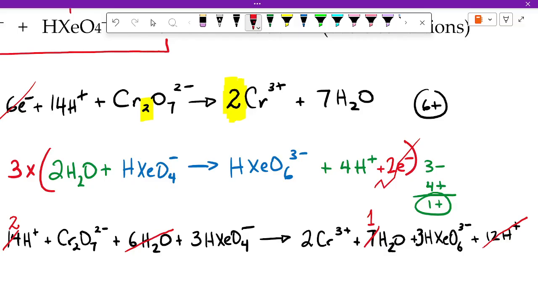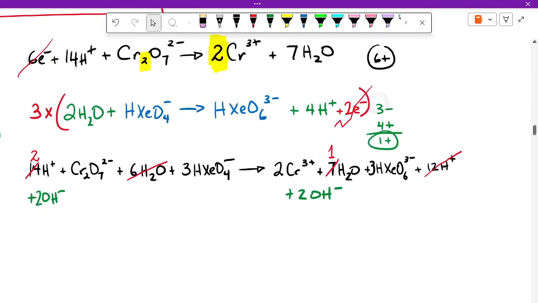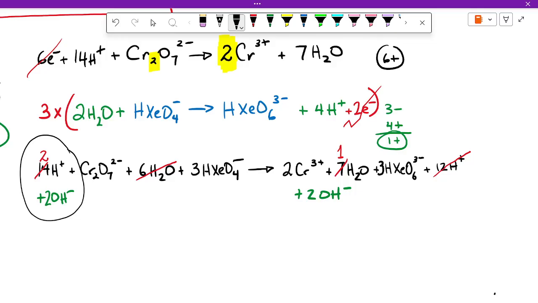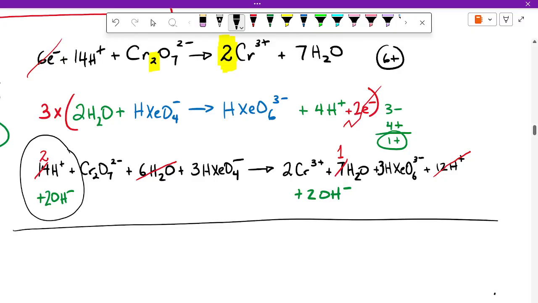Now, what if we wanted to make it balanced in base? We need to add what? Hydroxide. How many? 2 to which side? Both sides. And remember, when you add the OH to the hydrogen on the side with the hydrogen, that becomes water.